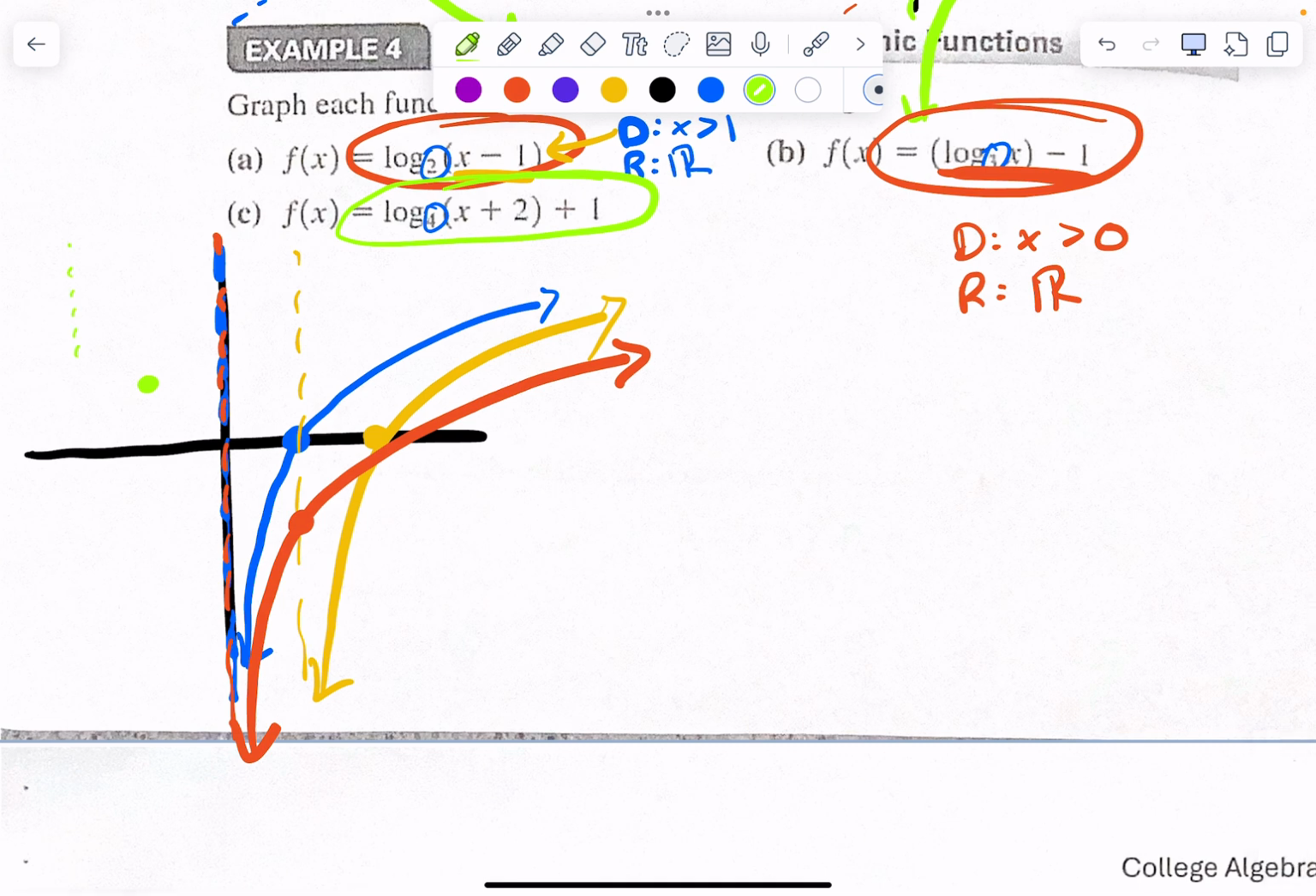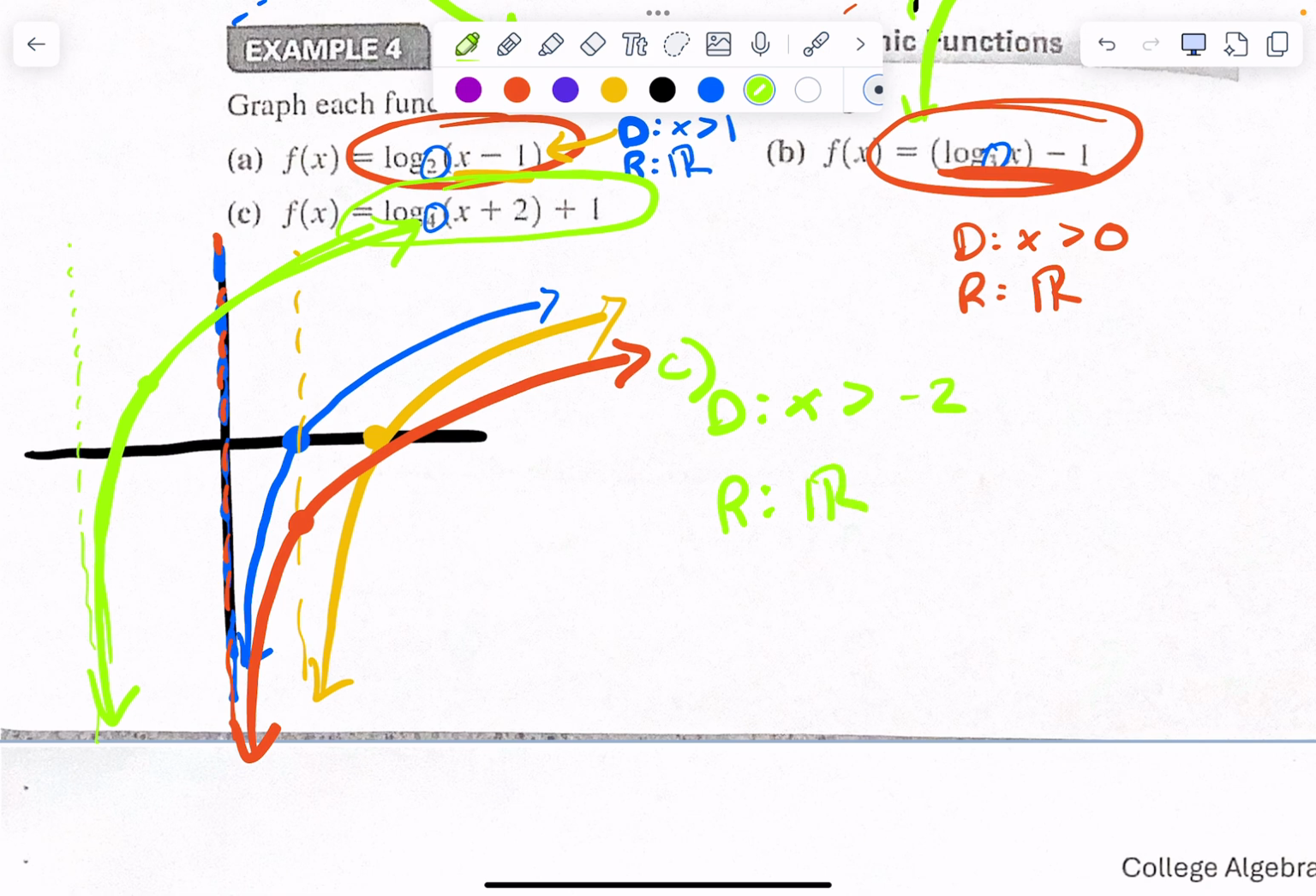Negative 3. Negative 2. He's at negative 2. And it goes like this. Okay, so x is greater than negative 2. So domain, this is for part C. Domain: x is greater than negative 2. Range: all reals. Can you make sense of that?